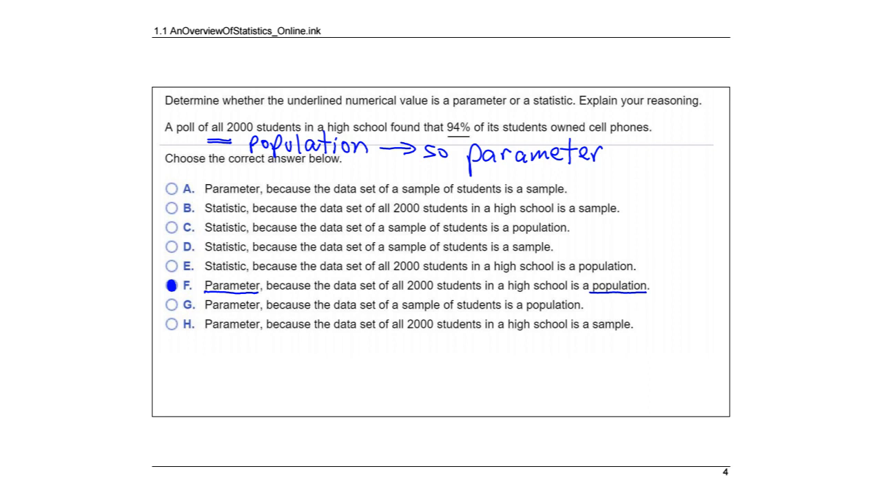The first one says a parameter because the data set of a sample of students is a sample. Okay, that doesn't even make sense. And sample doesn't go with parameter. So A is no good. We know it's not a statistic. If we come down here to F, parameter because the data set of all students in a high school is a population. Okay, that sounds good. Let's try the next one. G, parameter because the data set of a sample. No, as soon as we see that word sample, it's a no-go. Parameter because the data set of all 2,000 students is a sample. Nope, that doesn't work. So the answer is going to be F.